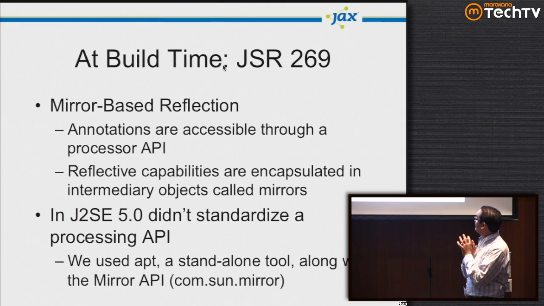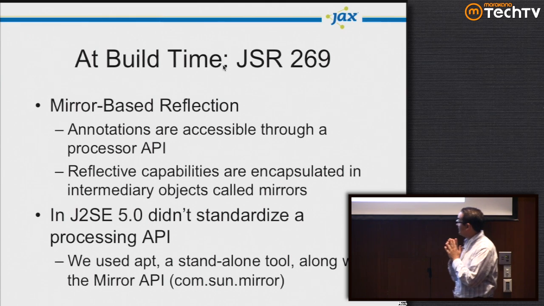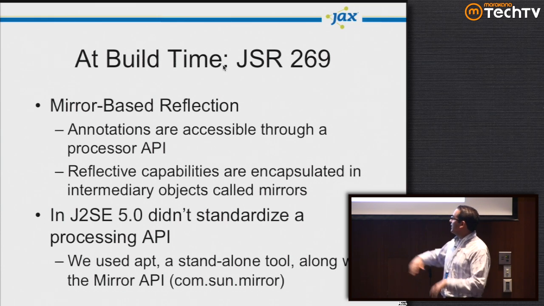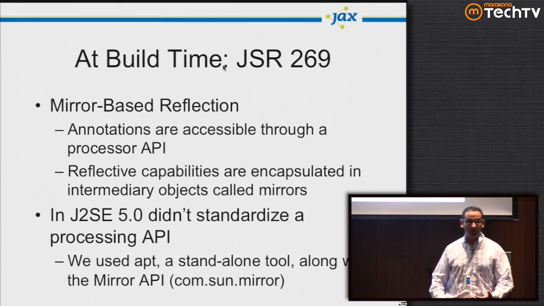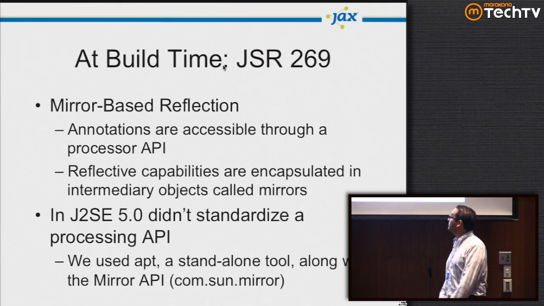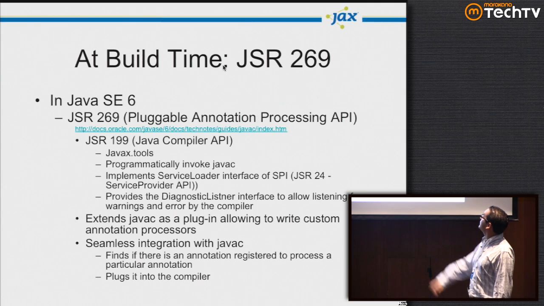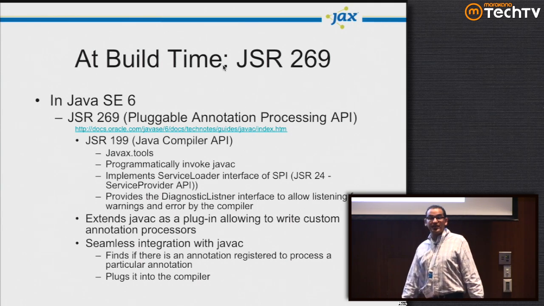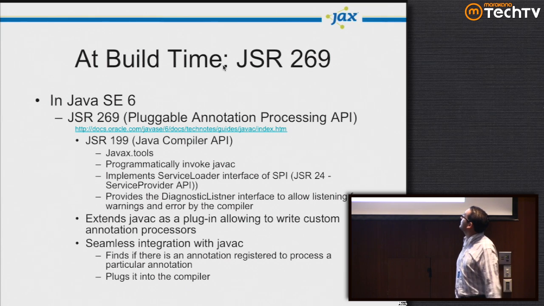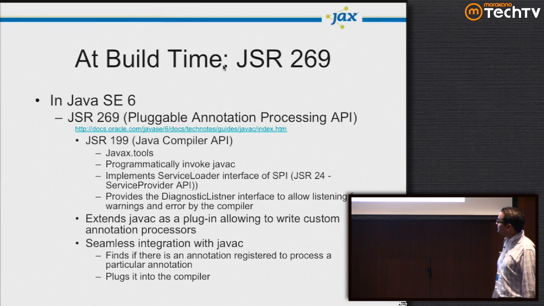In Java 5, this was not standardized, and we used a tool called apt, which is a standalone tool with the mirror API, com.sun.mirror. So you use apt, and it goes over your code, and you can ask it questions about particular annotated elements. But in Java 6, fortunately, JSR 269 was introduced, which is the Pluggable Annotation Processor API. And it's very interesting.